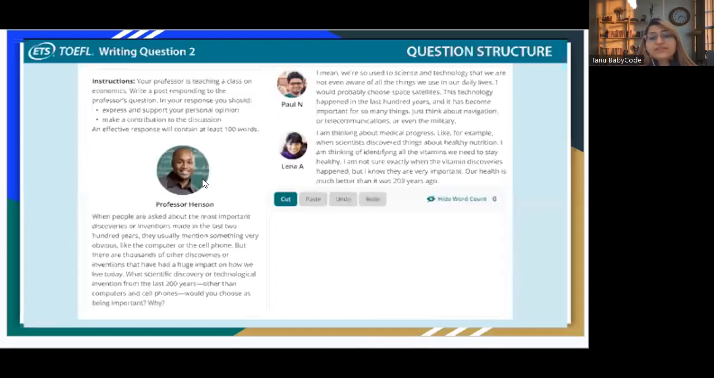Now let's look at the question structure. Your screen will look like this, right? Your instructions, and then the professor talk about it, and this is some of the classmates. So you can see your screen and you are supposed to type here in this blank area.